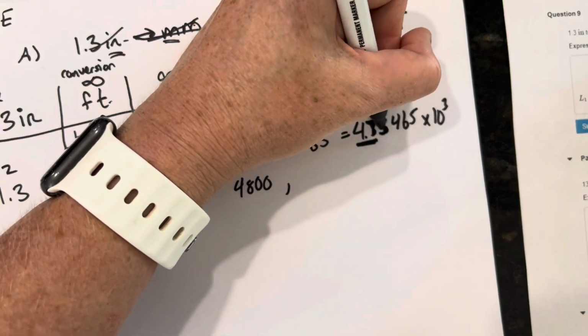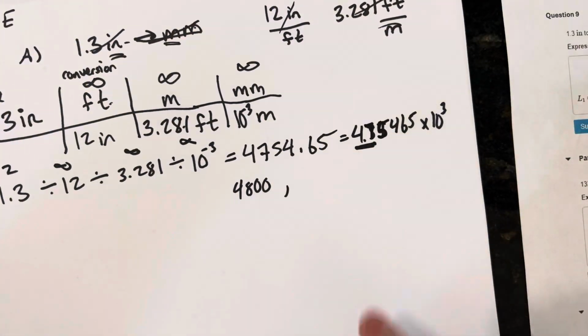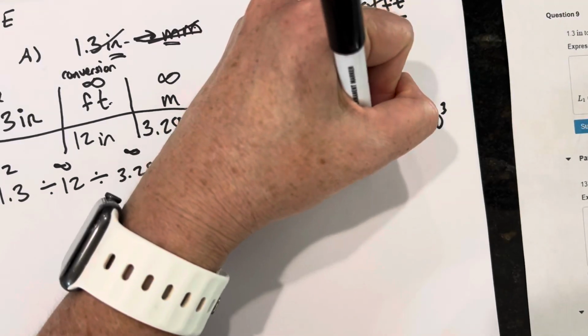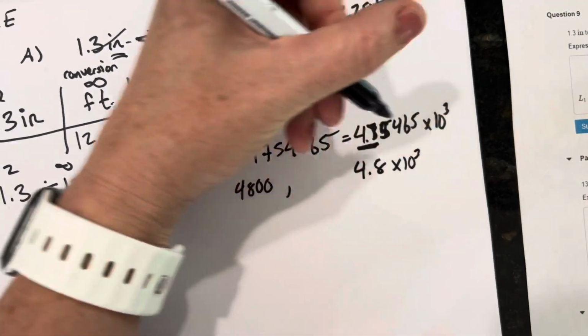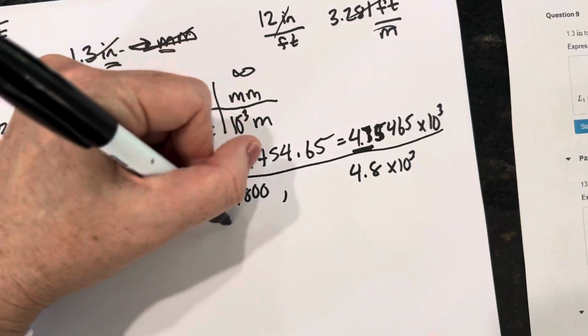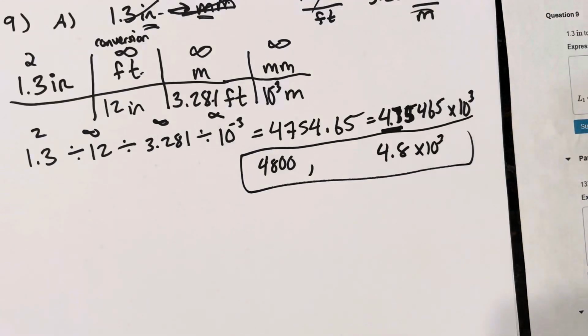Sorry, that was a 7 and 5. You underline 2, ask if the number next to it is a 5 or greater. It is, so you round up. It's 4.8 times 10 to the third, which, by the way, is the same thing as 4,800. So either of those answers would be correct.